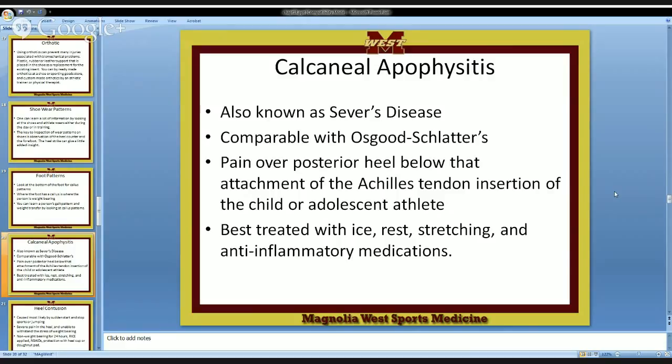Okay. Calcaneal apophysitis, also known as Sever's disease. Oh, that looks like a great answer. What's also known as Sever's disease? Calcaneal apophysitis. Yeah, and it would be a fill in the blank, not a guesser. So it's comparable to Osgood-Schlatter. Y'all ever heard of Osgood-Schlatter in somebody's knee? No.